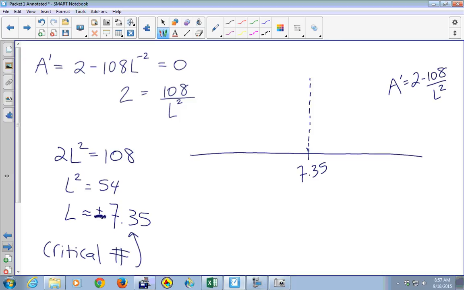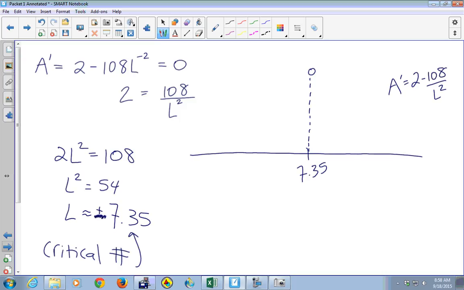All right, if I plug in 7.35 or the square root of 54 in here for L, I'm going to get 0, right? I already know that. That's how I got the 7.35. I set A prime equal to 0. So your derivative at 7.35 is 0. Just remind yourself it's 0 there.